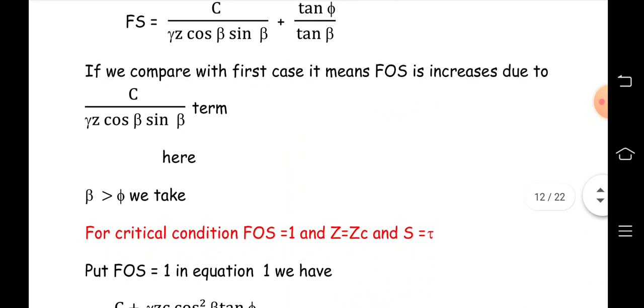Critical condition means, from a design point of view, we assume that the factor of safety is equal to 1. This 1 is the parameter from which we decide the stability of the slope. Greater than that means our slope is stable, less than that means our slope is unstable. Okay, so our critical case is a factor of safety equal to 1.